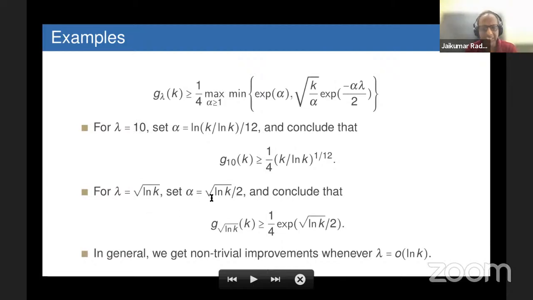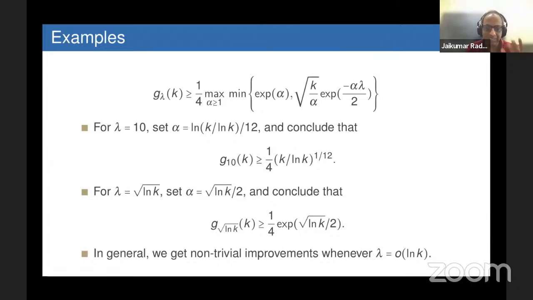And if lambda grows somewhat more than this constant 10, like square root log of k, then we can set alpha suitably in this expression and extract such a lower bound on g. And this also grows faster than a logarithmic growth. So these improve the previous results under some assumption, and we will get improvements over previous results if we are allowed to assume that lambda is little o of log k.